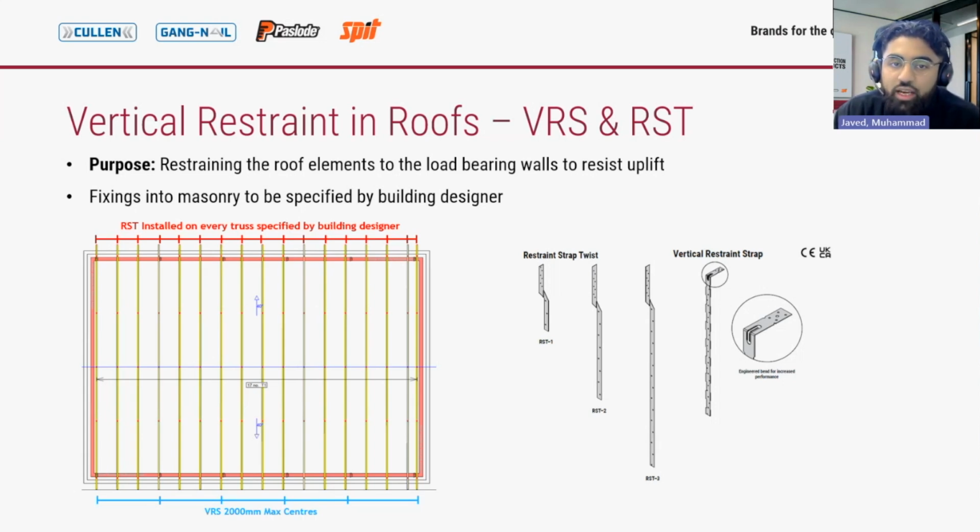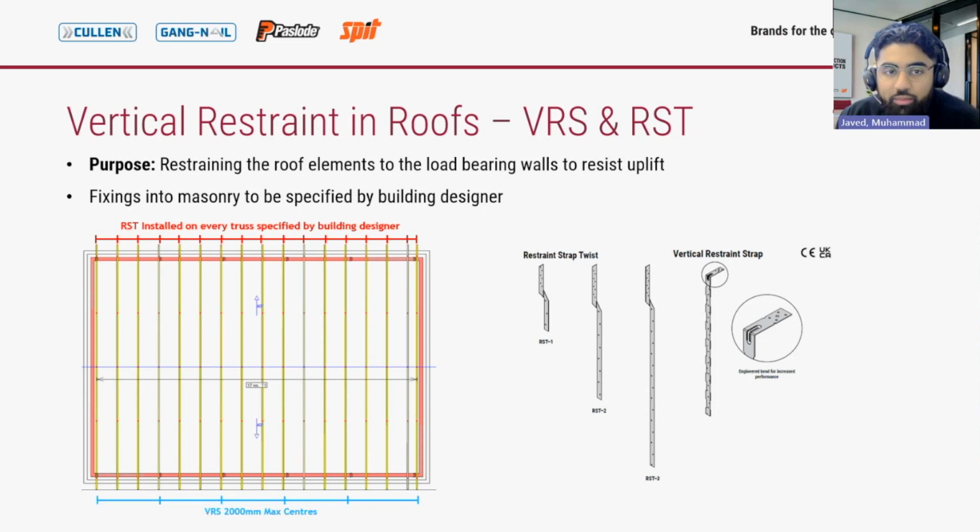Both are engineered lighter weight straps that can be used instead of traditional straps, with the RST also having the added benefits of having higher load values compared to competitor solutions, and it has an engineered fold which allows for the straps to be fitted flat to both the masonry walls and the trusses simultaneously, which obviously ensures a secure connection. Below you can see the centers, so the VRS are required at 2 meter centers, which is pretty similar to what we discussed previously, with the RST being slightly different as it is only required on every truss specified by the building designers.